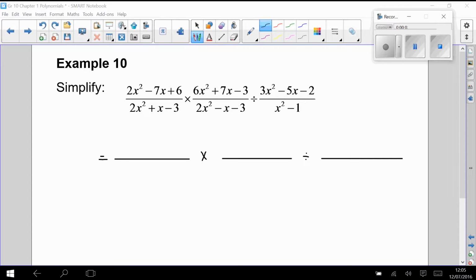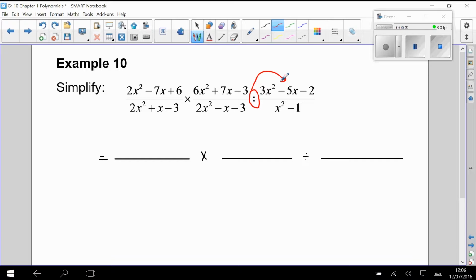In example number 10, you can see that I now have a division sign. Now you need to make sure that you understand how you can change that division sign to a times sign. So long as you have a common numerator over a denominator after the division sign, you can change that by changing your sign to times and flipping the fraction after. But I'm not going to do that first.